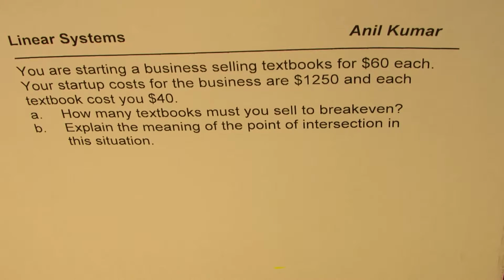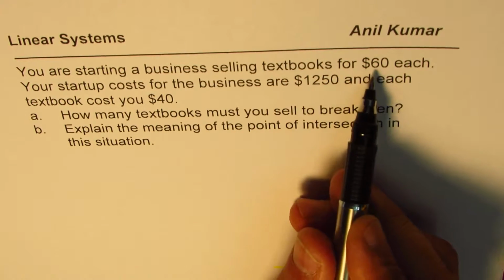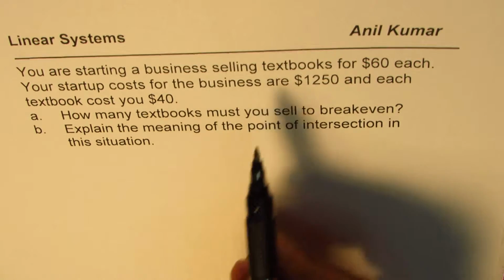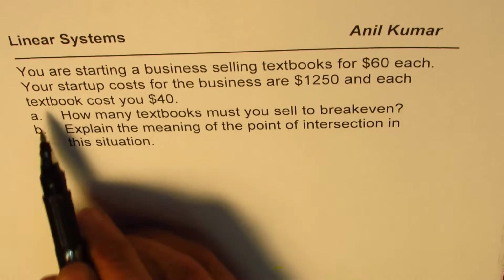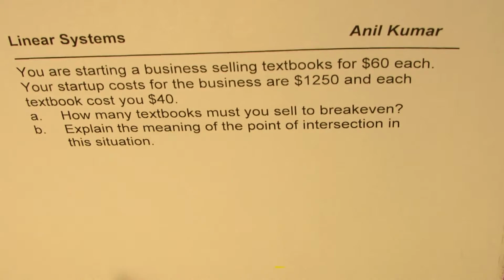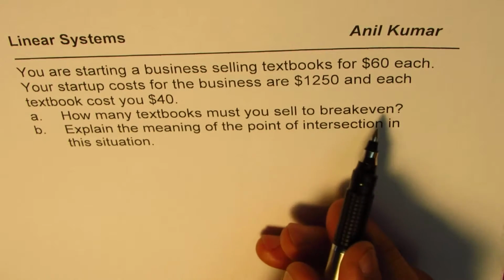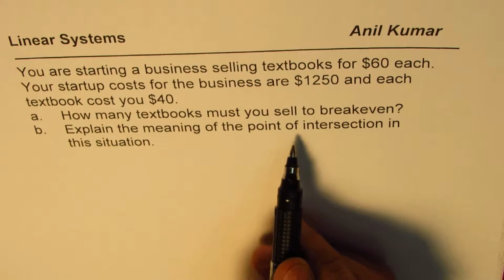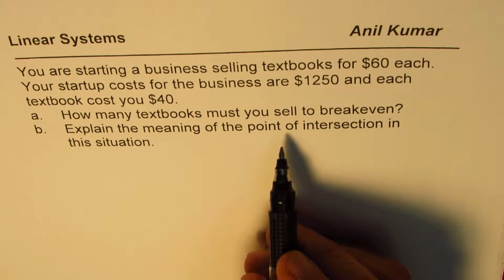The question here is, you are starting a business selling textbooks for $60 each. Your startup cost for the business is $1,250, and each textbook costs you $40. How many textbooks must you sell to break even? And part B is explain the meaning of the point of intersection in this particular situation. So it's kind of a business scenario.